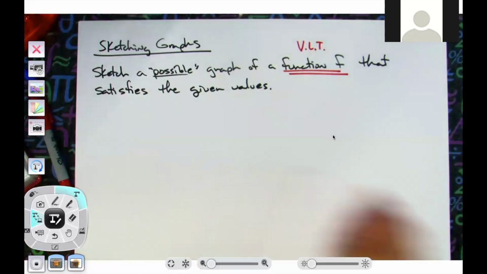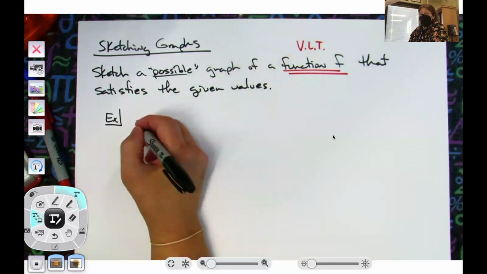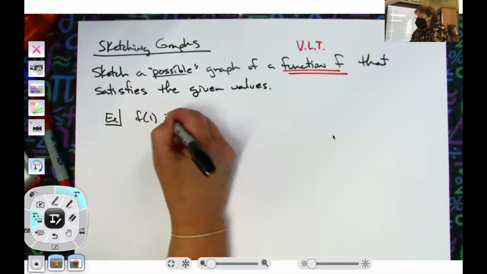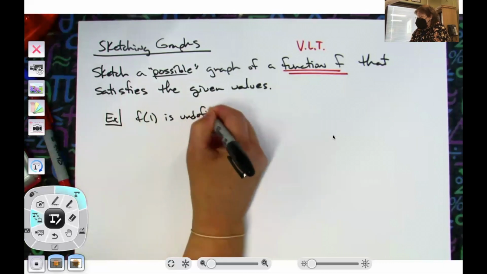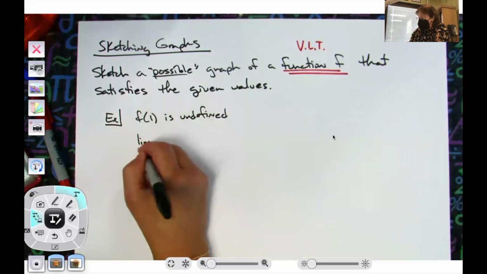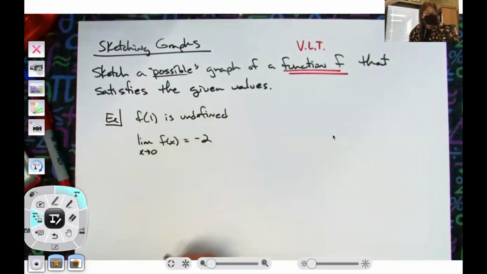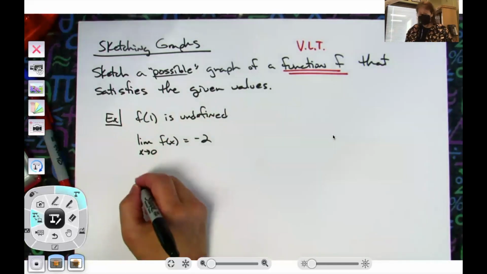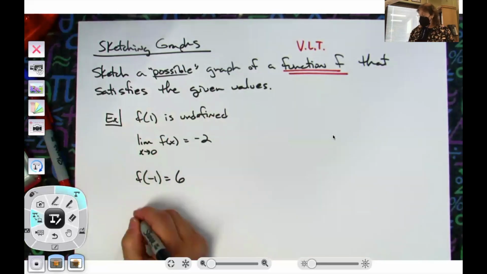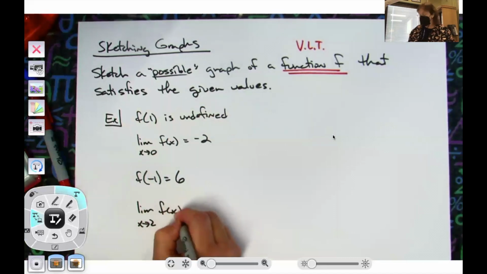Now, what's going to happen is I'm going to give you true things. At this point, I can give you lots of information. I could tell you that f of 1 is undefined. I could tell you that the limit as x approaches 0 of f of x equals -2. I could tell you that f of -1 equals 6. I could tell you that the limit as x approaches 2 of f of x equals 3.